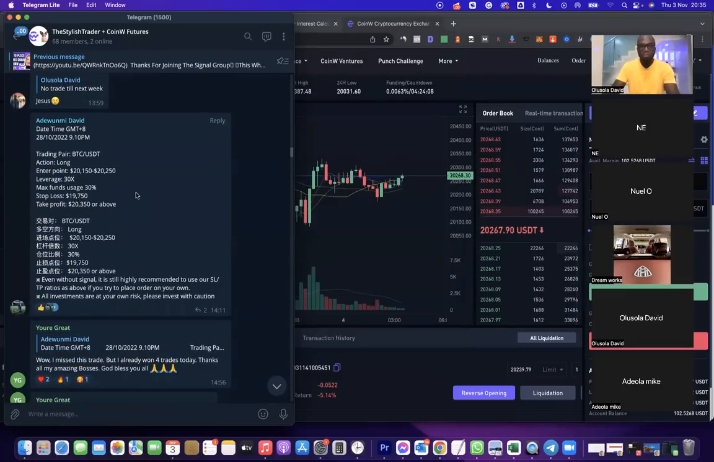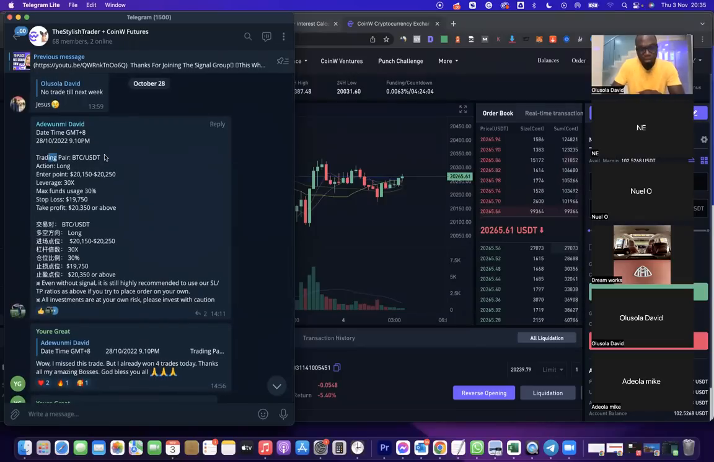All right, so this is a sample signal. It says trading pair, so we have BTC USDT. The action is long. The entry point is 20,150 to 20,250, leverage 30% and max usage is 30%.